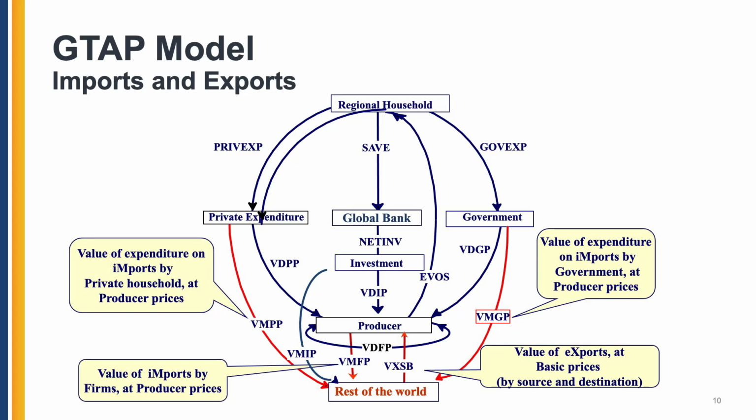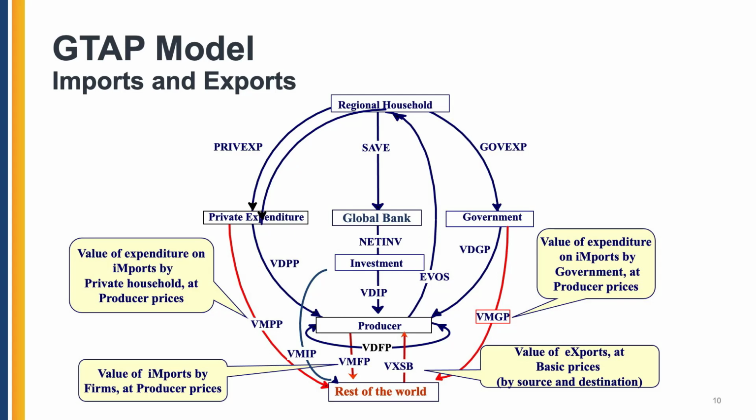And so you see from the private expenditure allocation, you now have the option to purchase domestically, VDPP, or you can purchase the import version of a good, VMPP. Those are the two different value flows made by private households to firms, one to firms in the domestic region, one to firms in the rest of the world. So just like the private household can buy goods and services from the rest of the world, so can the government side of the spending pattern, and firms can as well.